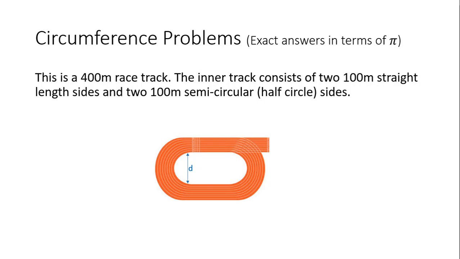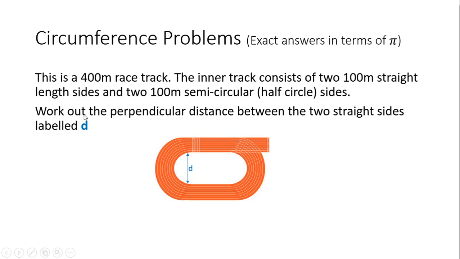So this is a 400-meter track, where the inner racetrack consists of 2 100-meter straight lengths, so that's this 100 meters, and on the other side here, that's 100 meters, and 2 100-meter semicircular arcs, so the arc around here is 100 meters, and the arc around the other side is 100 meters, making a total distance around this racetrack of 400 meters. Now work out the perpendicular distance between the two straight sides.